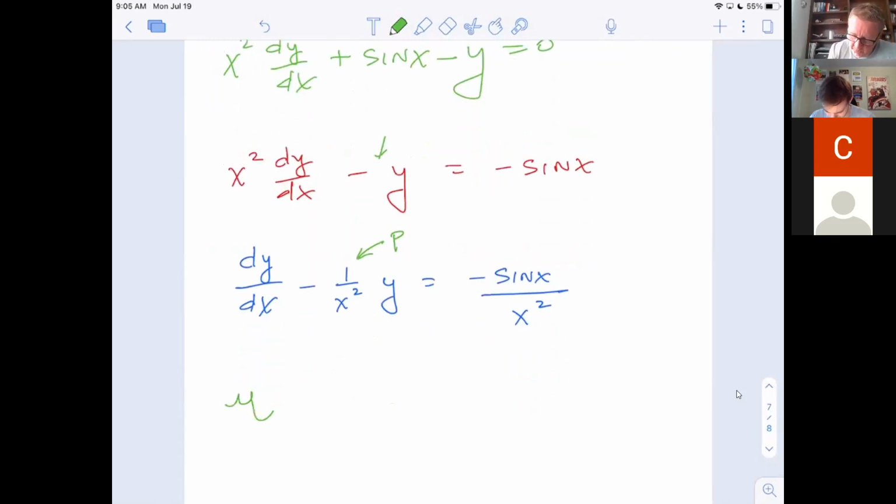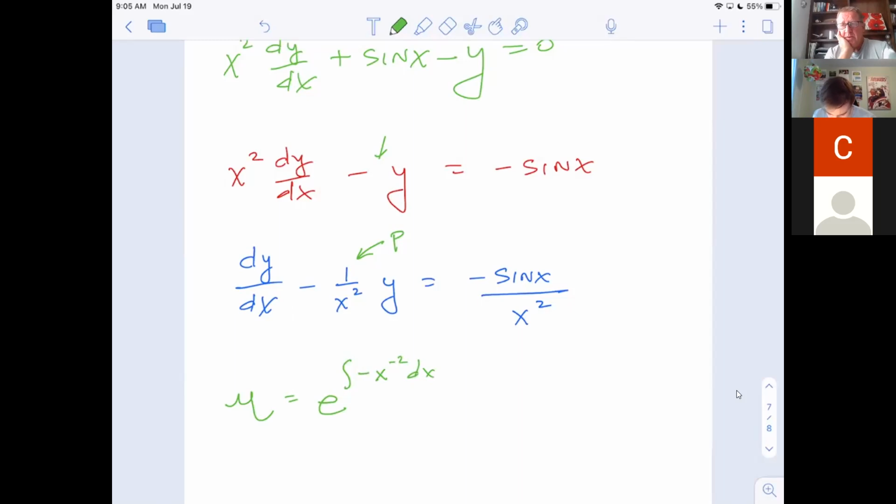So mu, the multiplier, is found by taking e and raising it to the integral of that. I'm going to write it as x to the negative 2 power. I have to take the integral of negative x to the negative 2 power. Fortunately, that's not terrible.